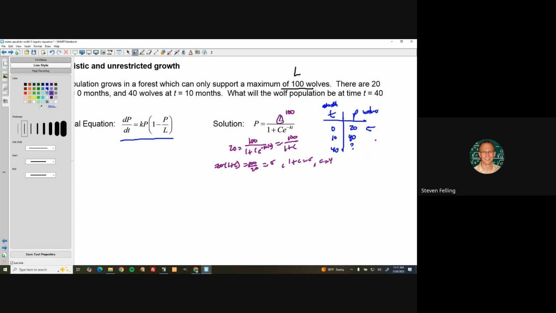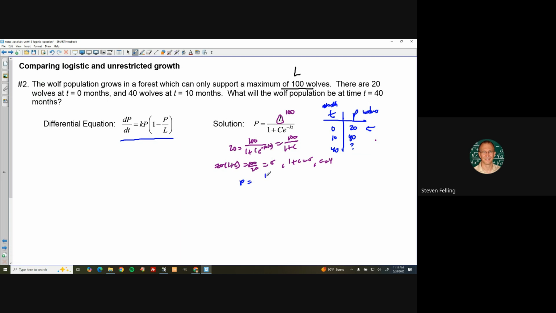Now that I have that, I can fill in that constant, and my new updated version has 100 for the carrying capacity, and it has 4 in here. So notice that c is not the initial population. You have to plug in P and 0, or P and the time, to find C. E to the negative KT.